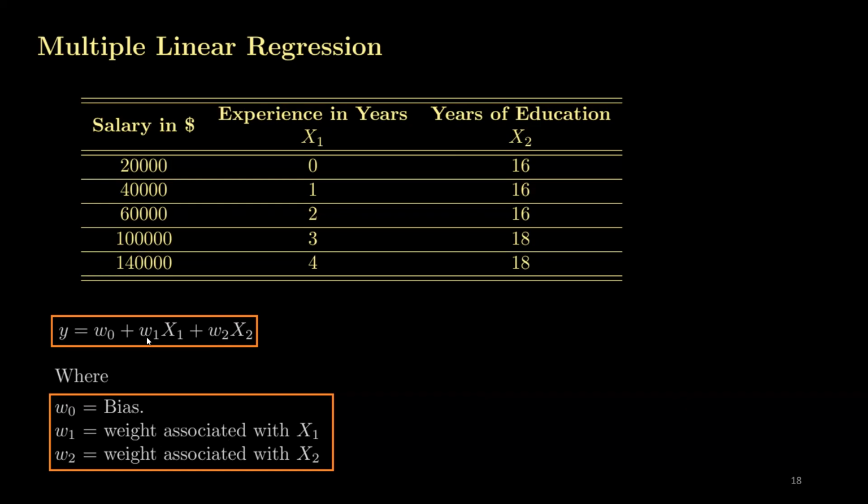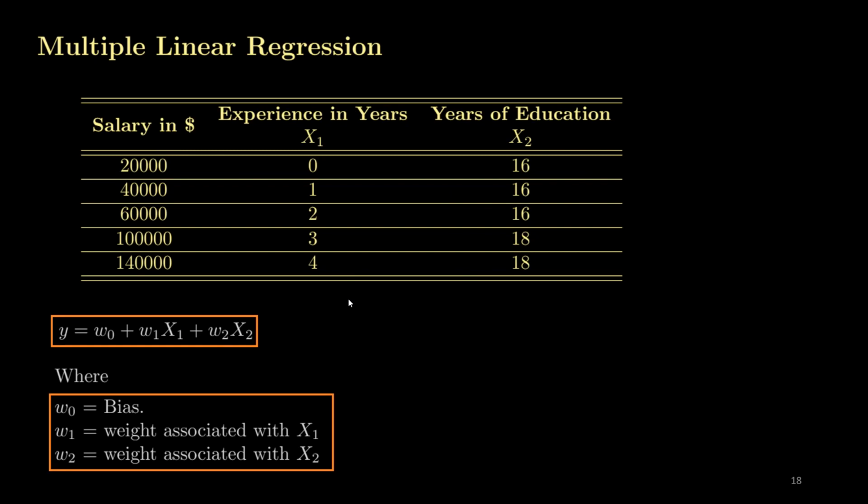So suppose if W1 is 5 and W2 is 10, it means the weight associated with the second feature has the largest value. It means this feature will have more influence on Y as compared to X1. So the value of weight decides the influence of a feature on the target variable. So this is the example of multiple linear regression. And now your salary doesn't depend only on the experience in years, but also the years of education, whether you have received 16 years of education or 18 years of education.